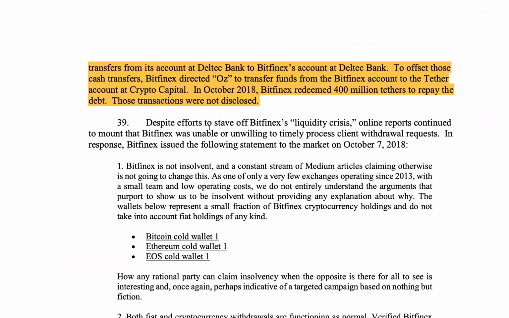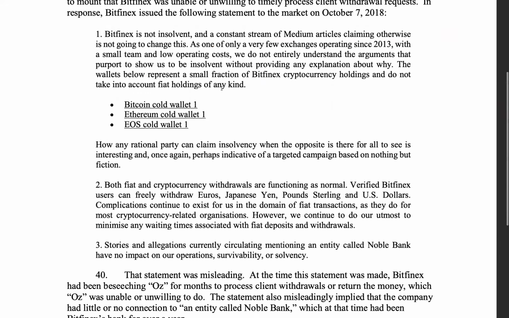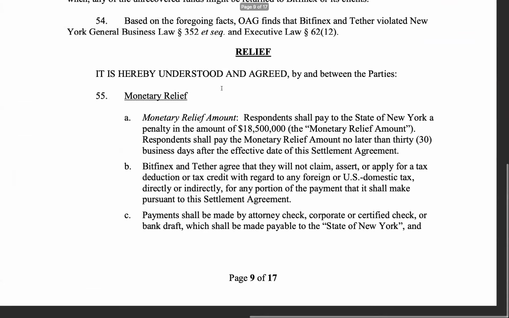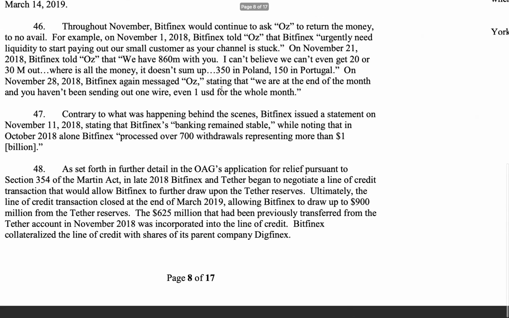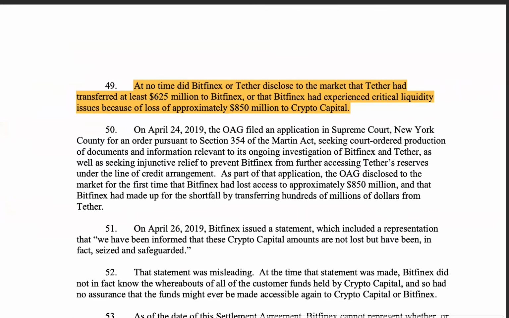Basically what happened after that is Bitfinex's accounts got frozen. That's the gist of all of this. Bitfinex kind of lost their money to the money being frozen, so Tether didn't have access to that money. If there was a run on Tether and people were trying to redeem their tethers, Tether would not have been able to make those payouts. So that's basically the gist of the settlement.